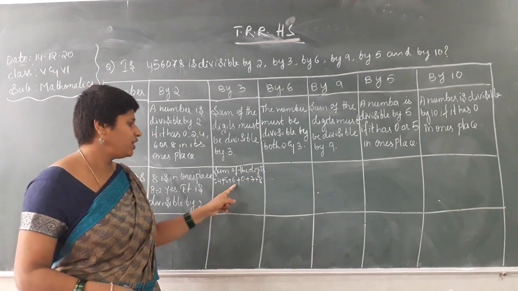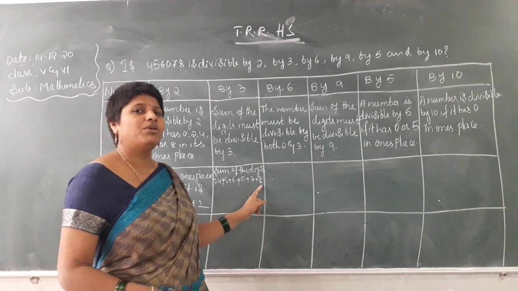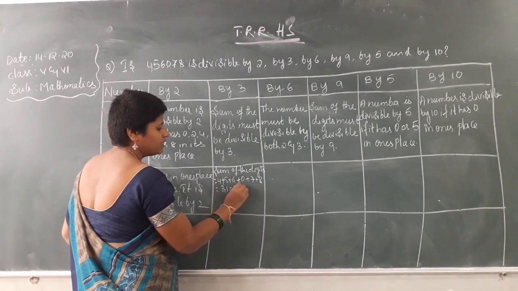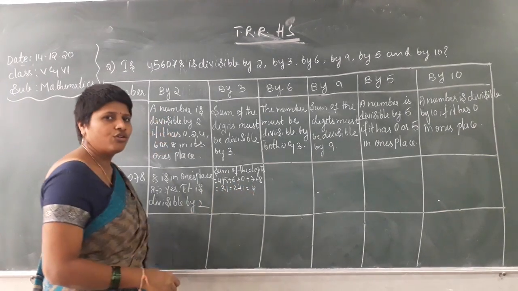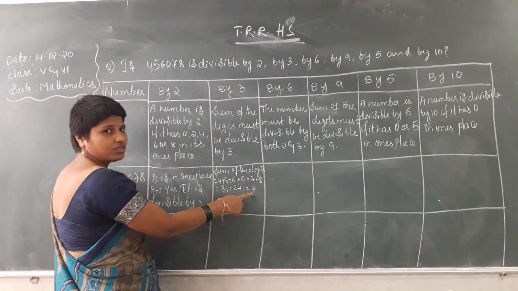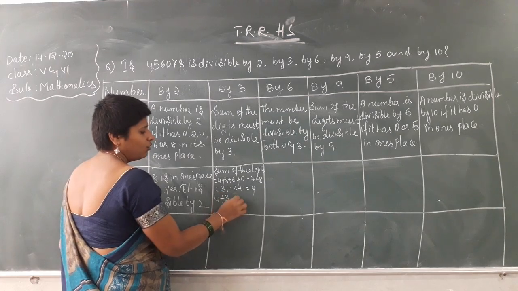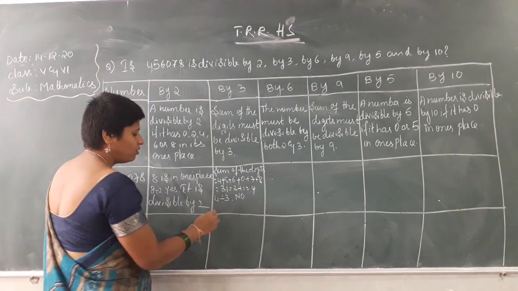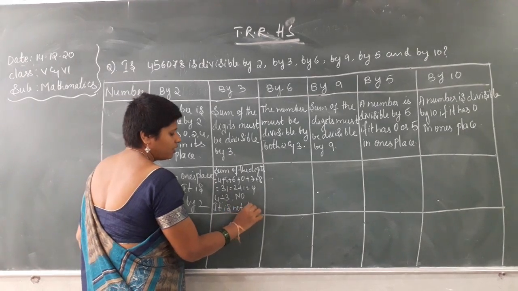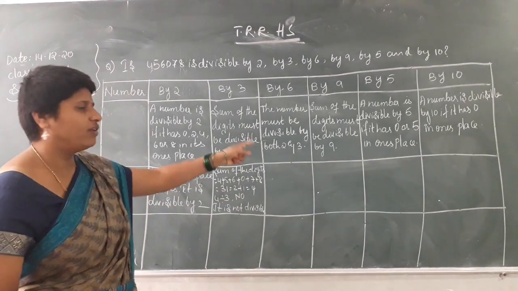9 plus 6, 15. 15 plus 7, 22. 22 plus 8, 30. Again, 3 plus 1 is equal to how much? 4. Sum of the digits must be divisible by 3. Sum means how much you got? 4 you got. Now, you check, is 4 divisible by 3? No, 4 is not divisible by 3. So it is not divisible.